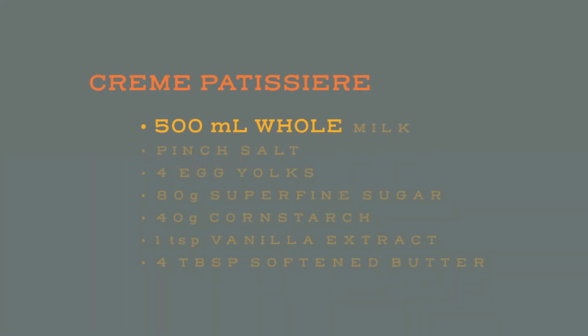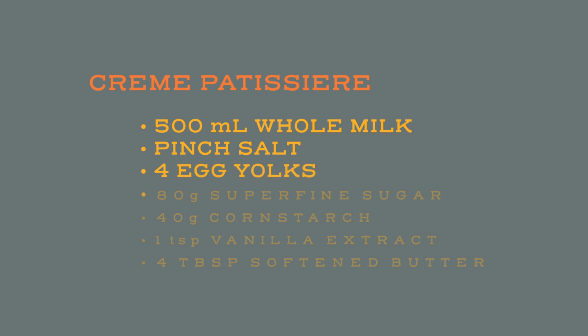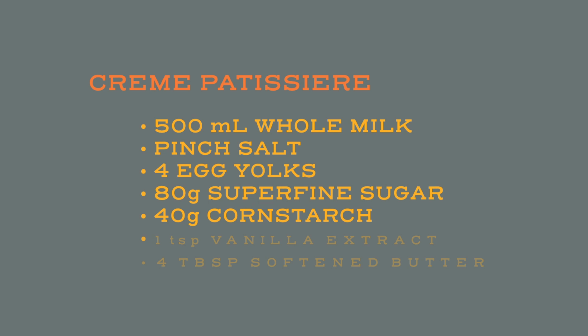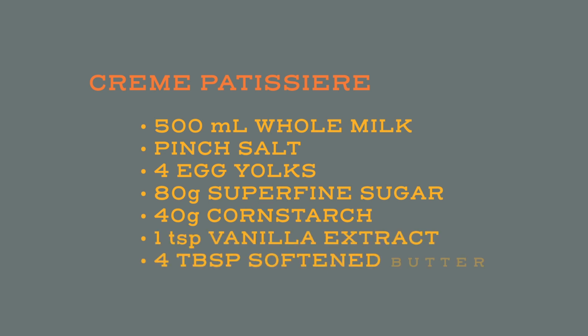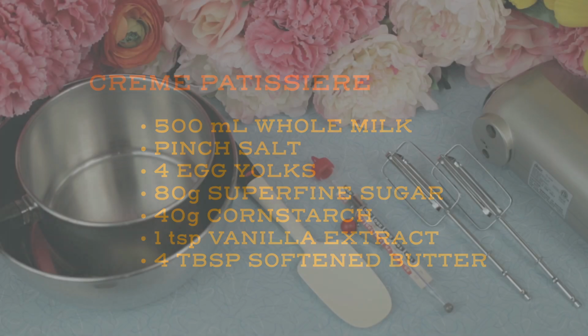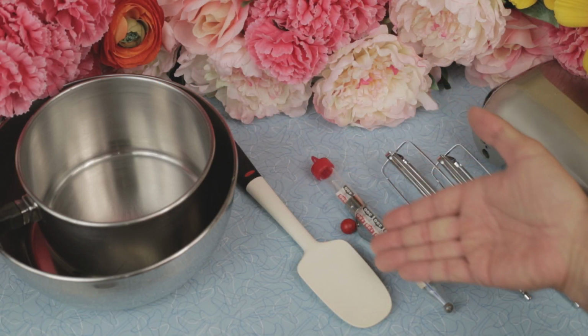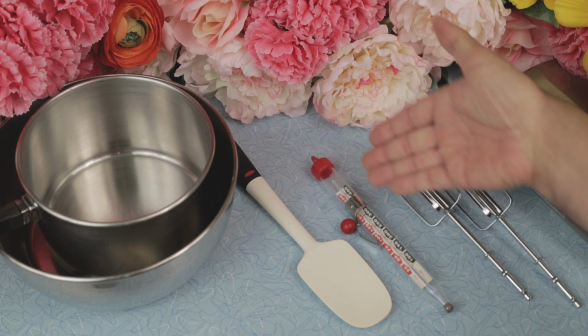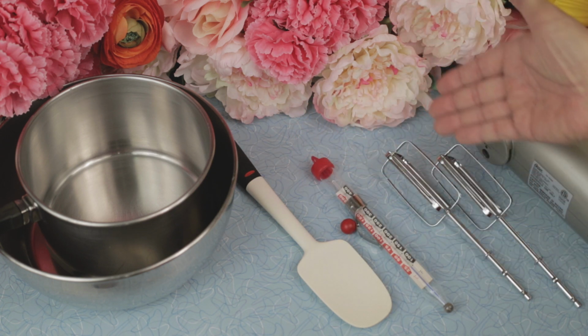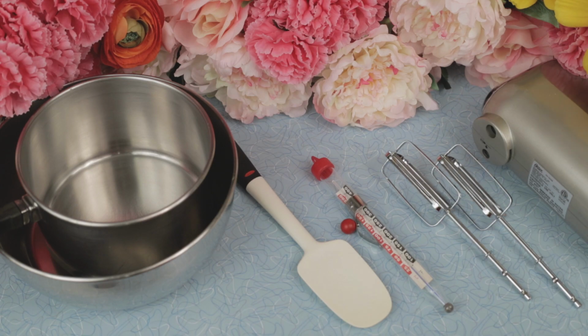500 milliliters whole milk, pinch salt, 4 egg yolks, 80 grams superfine sugar, 40 grams cornstarch, 1 teaspoon vanilla extract, 4 tablespoons softened butter. You'll also need 2 saucepans, 1 heat-proof silicone spatula, 1 candy thermometer, and an electric hand mixer.